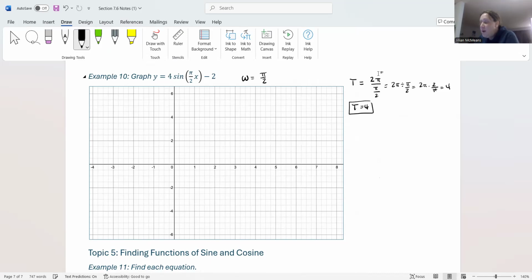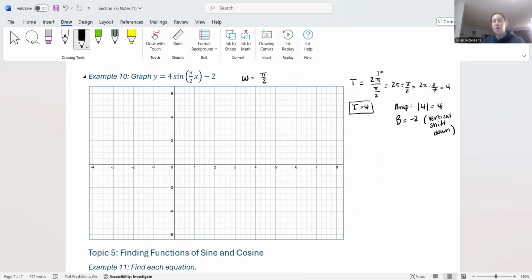Okay? Now we know that the amplitude is the absolute value of A. So A is 4, so our amplitude is 4. So we're stretching our graph. This time we are not reflecting it, we're just stretching our graph, okay? And then we do have beta of -2, which is a vertical shift down. So down 2 units, okay?